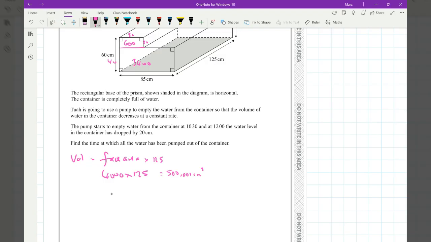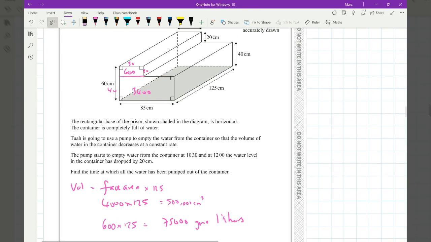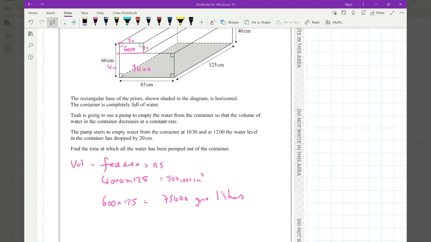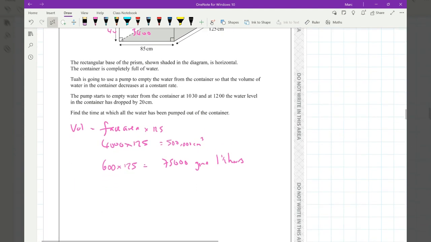Okay, the level of the water has dropped by 20, which means that 600 times by 125 has gone. So 75000 is gone in 1.5 hours. How do I know that? Because it's dropped by 20 centimeters. So it's come from here down into here. So now we know the rate that that's going to disappear.